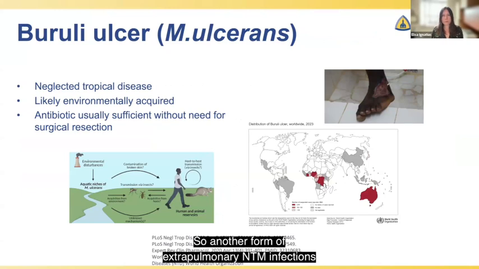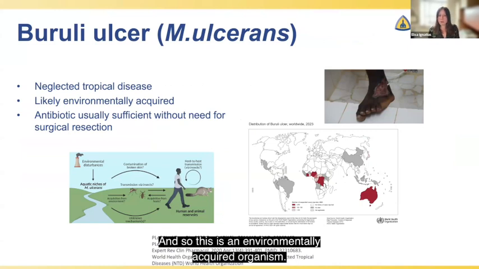So another form of extrapulmonary NTM infections that affects the skin is Buruli ulcers, which are caused by Mycobacterium ulcerans. So this is a specific subspecies of Mycobacteria that is endemic to parts of the world highlighted on the bottom right map. And so this is an environmentally acquired organism.